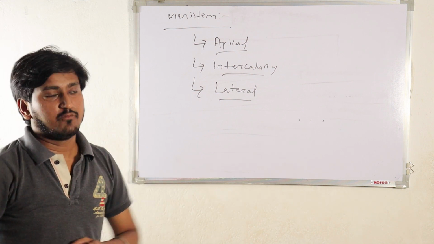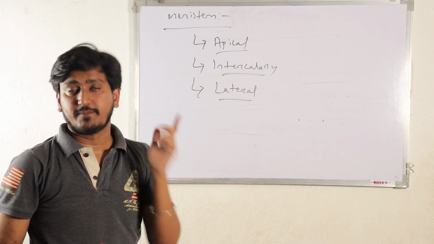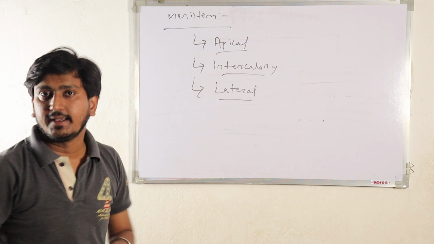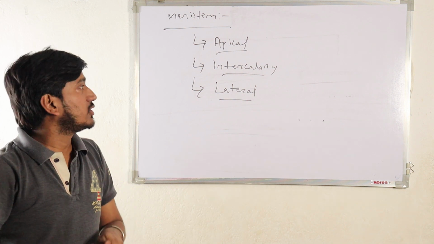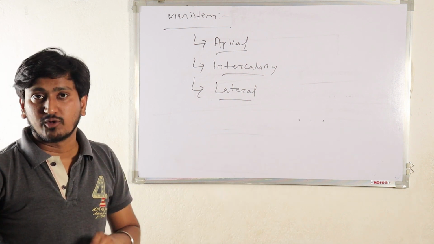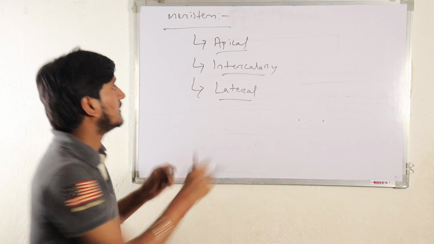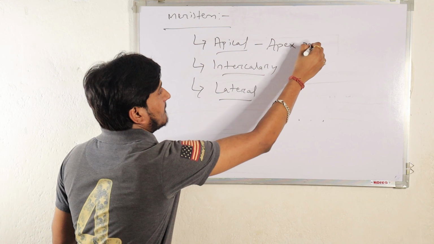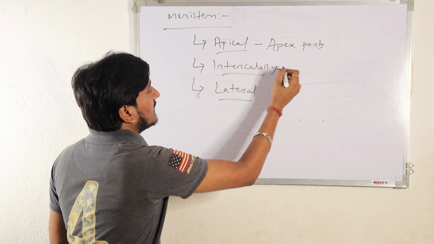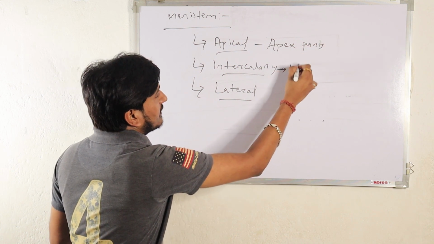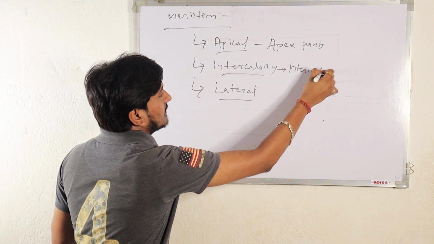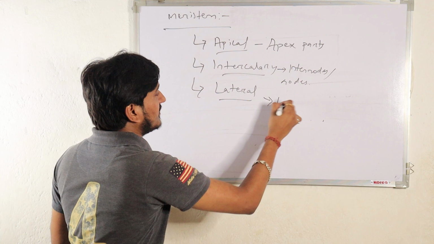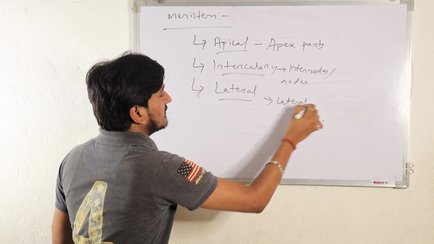In the plants, wherever these tissues are located, on the basis of location, these are divided into apical, intercalary and lateral. Okay, here also you can guess from the name where their location could be. Apical, which means they will be present in the apex parts. Okay, intercalary, which means they will be present at the internodes or at the node regions. Okay, and lateral means they will be present at the lateral parts.